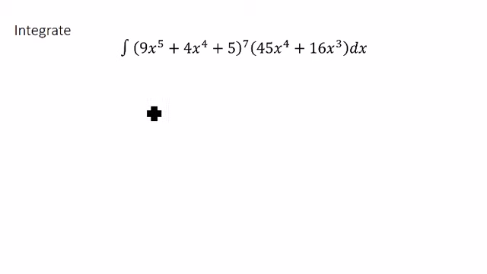So to use the method of substitution, we'll have to identify the u and then the du. Usually the u is the more complicated structure in the expression. So the first one is more complicated than the second one, and the u is going to be the inside of that structure. So u is going to be 9x to the 5 plus 4x to the 4 plus 5.